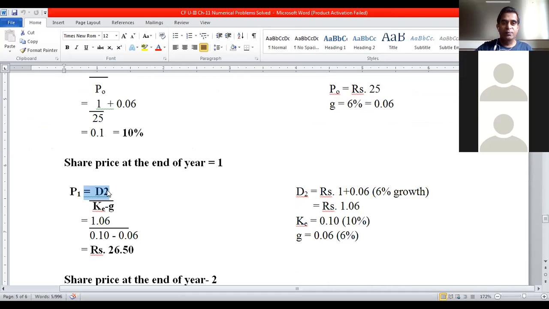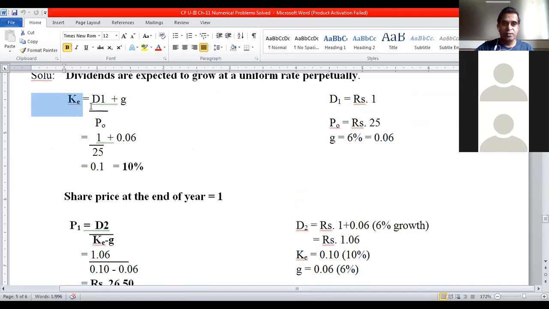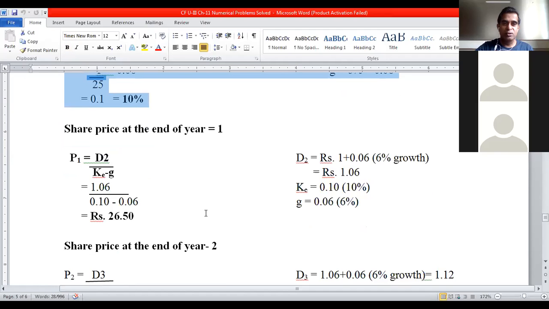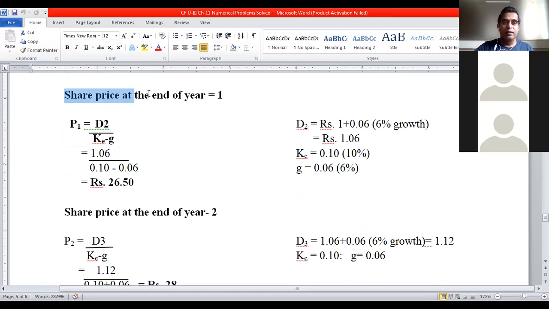So D2, so P1 is... I'm sorry, okay, so I just browsed through the same equation. So please pay attention here. Just forget what I told. What we have to find out is the share price at the end of year one.